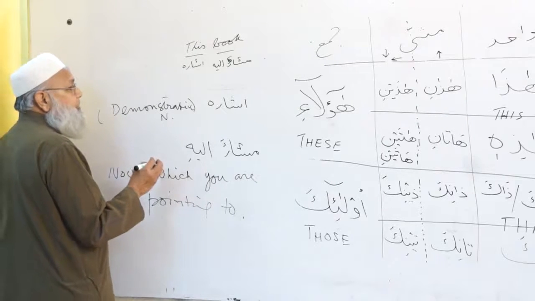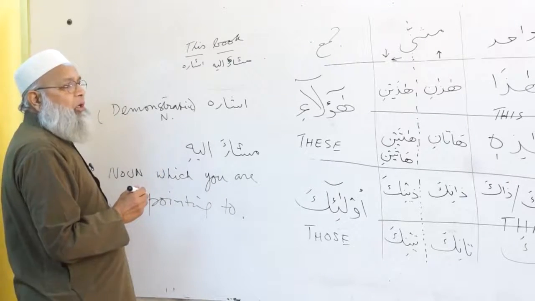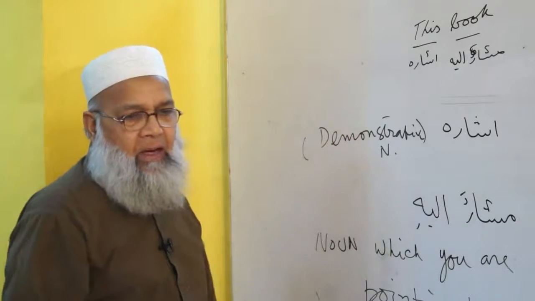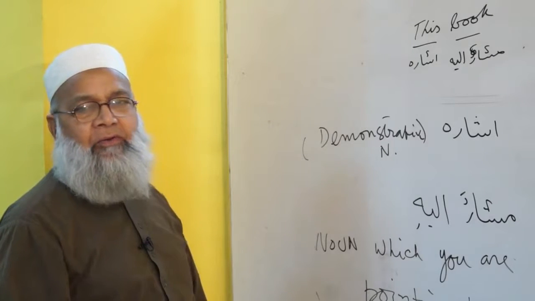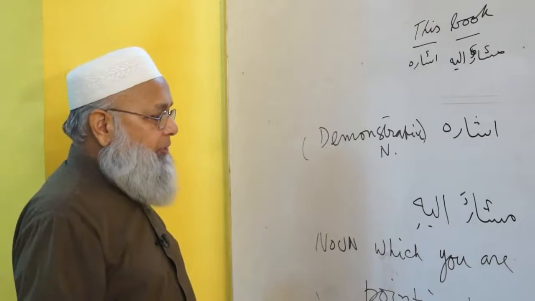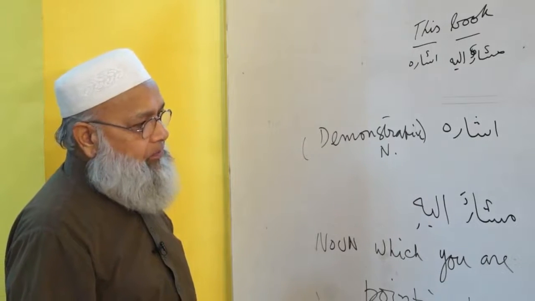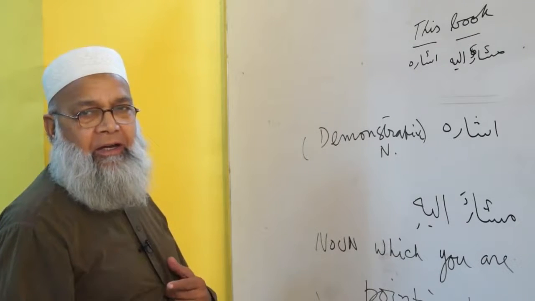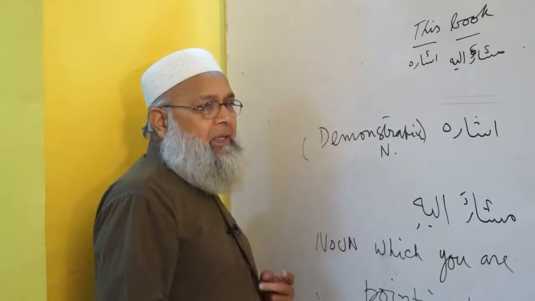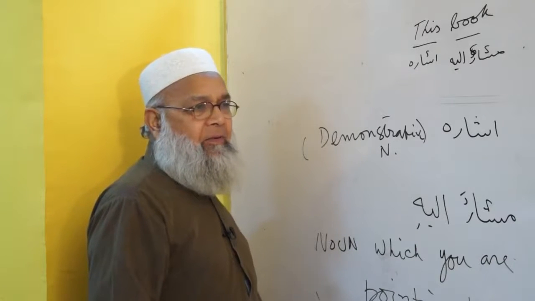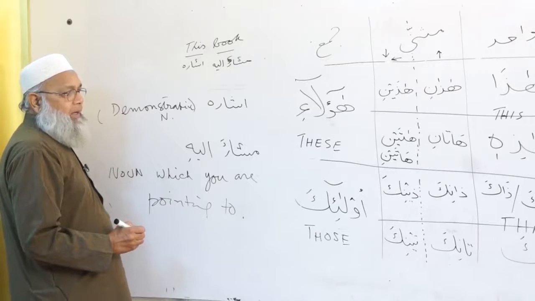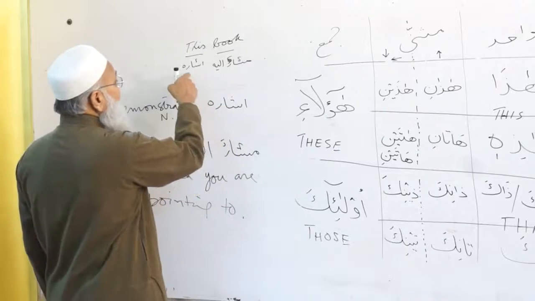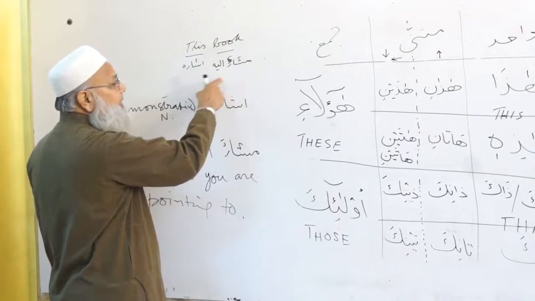In this case, this is similar to Murakkab Tawsifi, that Ishara and Musharun ilayh are similar in all the four aspects of noun. If one is singular, the other would be singular. If one is masculine, the other will be masculine. If one is feminine, the other will be feminine. And remember, since Asma'ul Ishara are all definite, Musharun ilayh has to be definite too.